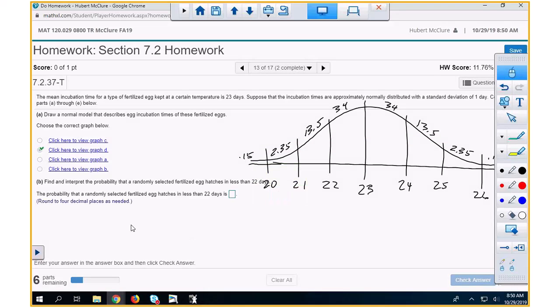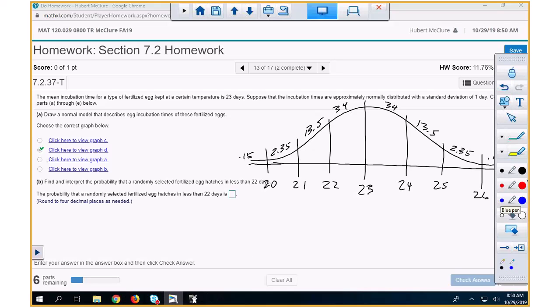Next. Find and interpret randomly selected hatch less than 22 days. Now we're going to do it 2 ways because it says 4 decimal places. You could do it by the empirical rule or you could do it by Z-scores. We're going to do both because I have no idea. Since it is in the Z-score section, 7.2, I'm going to do the Z-score.